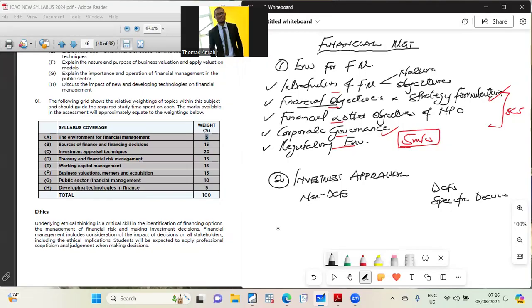Then when we are done, the next thing we will be focusing on will be this one, the E. We will be doing working capital.